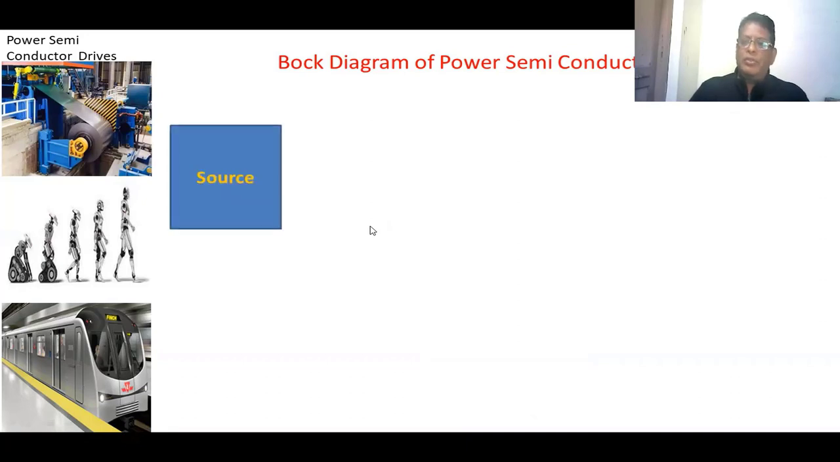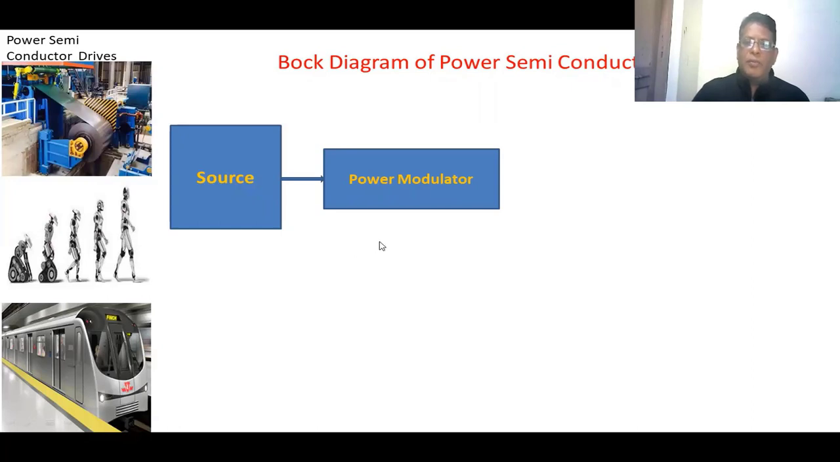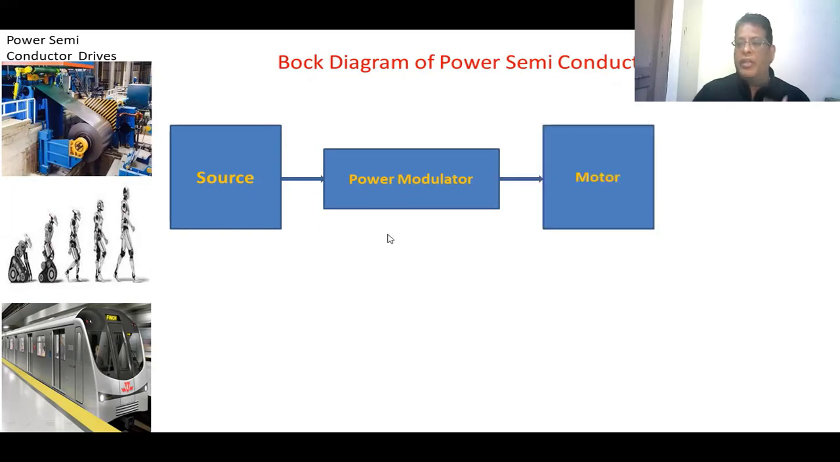Initially, we have a source. There are two types of sources practically available. One is the DC source, another one is the AC source. The output of the source is connected to the power modular. The power modular is nothing but a power converter. Along with the power converter, it has some auxiliary circuits so that it is able to protect the source as well as the motor.